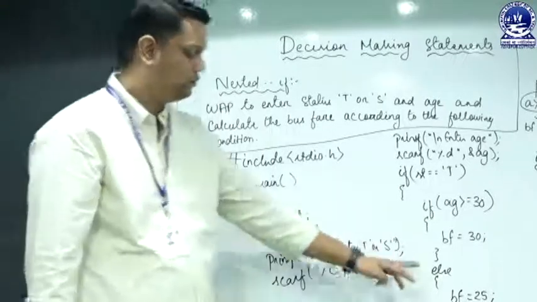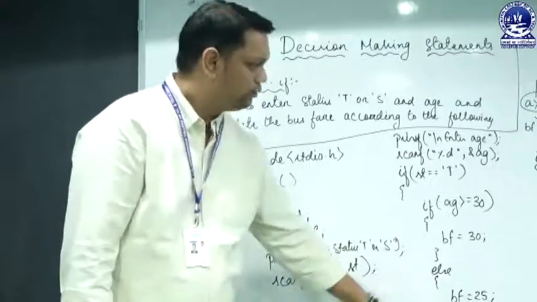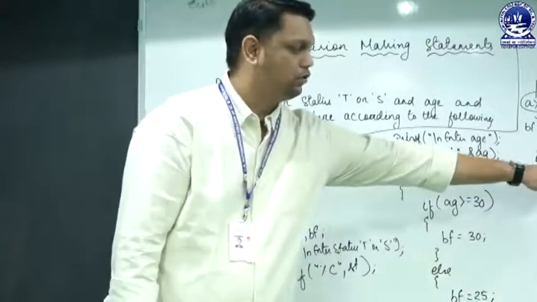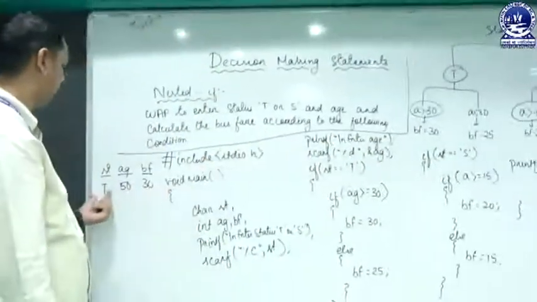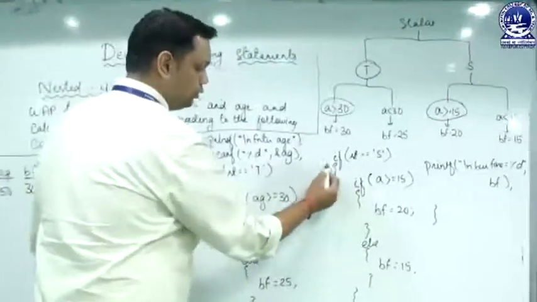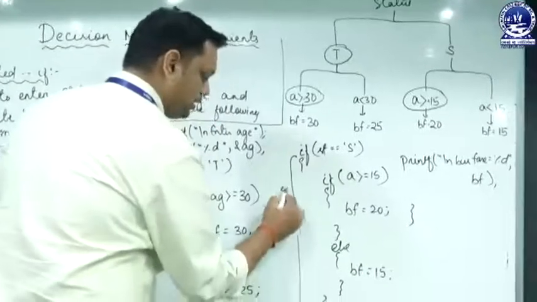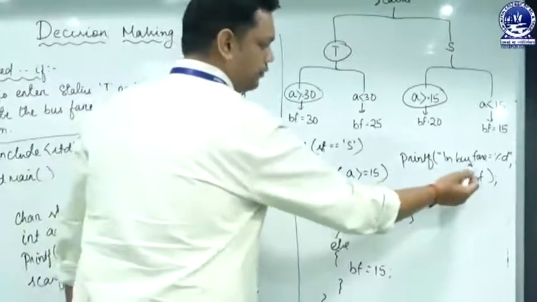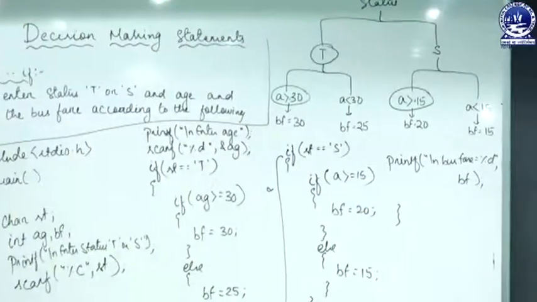Now it will not come to the else part. So it will move to this part. ST is equal to S? No, we have ST as T. That means T is not equal to S. So it will not go to this block. It will eliminate this block and come to here. Now it will print bus fare equal to BF.